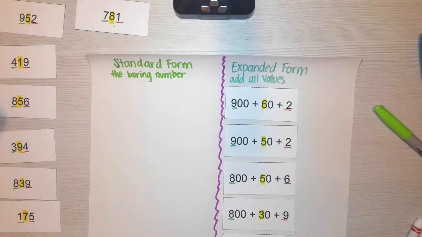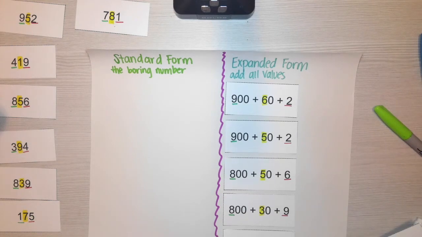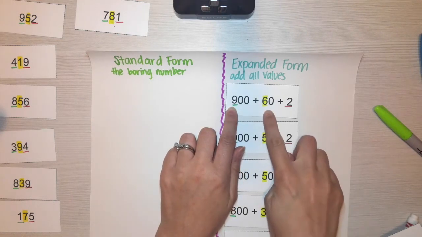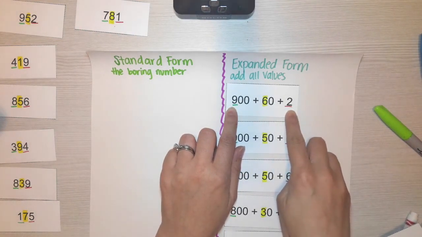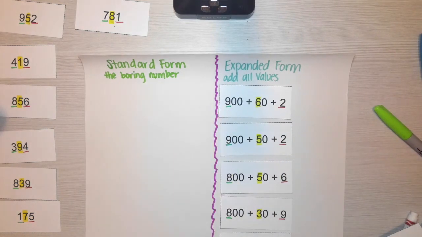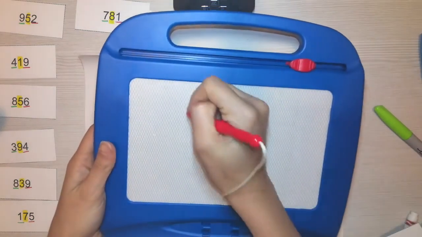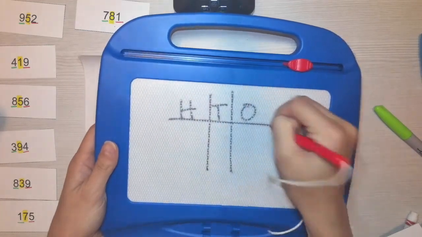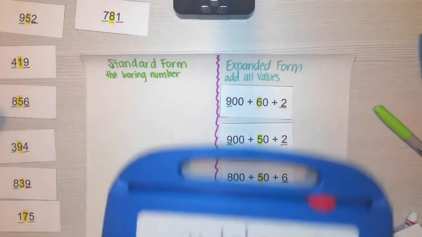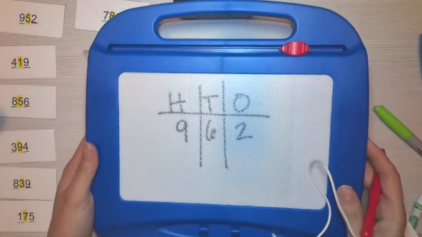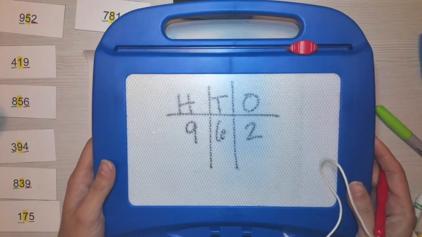Over here I just put all of my expanded form cards. And now I'm going to find the matches with the standard form. So I'm looking for 900s, 6 tens, and 2 ones. If I wanted to write it on my place value chart, I can just do it quick. It could be on a dry erase board, HTO. And I'm going to make sure that I put 900, 6 tens, and 2 ones. So I'm looking for this number right here, 962.